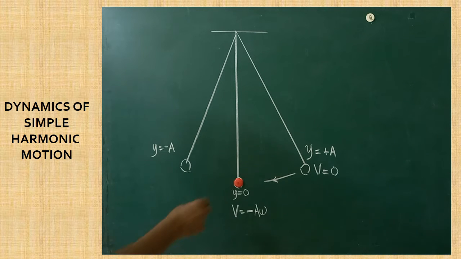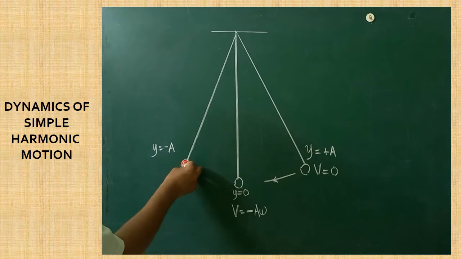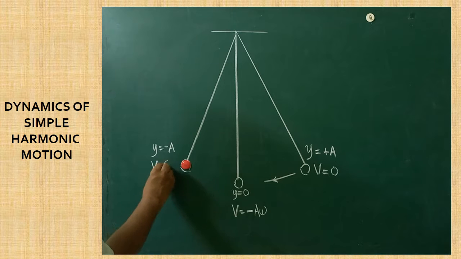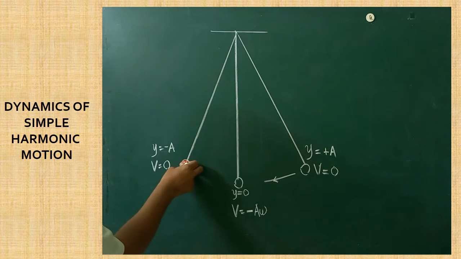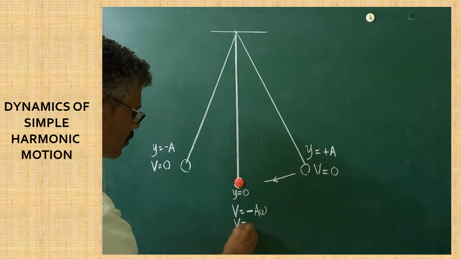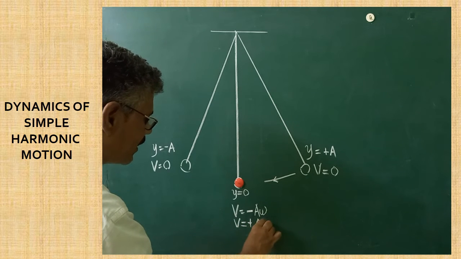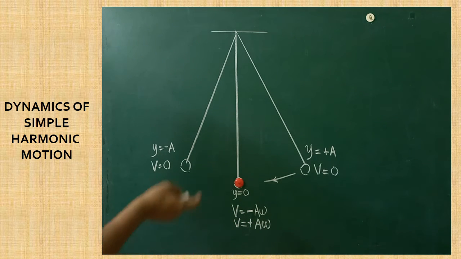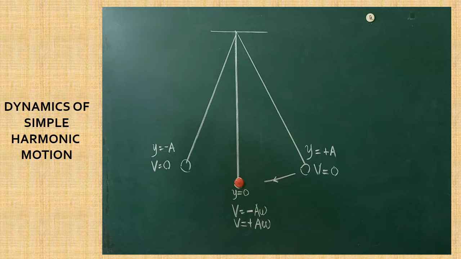Now, when the same pendulum reaches the other extreme, here also it is momentarily taking rest. Therefore, the velocity value will be equal to 0. Again, when the pendulum travels in the positive direction and crosses the mean position, the velocity value becomes plus a omega. So the bob will have either minus a omega or plus a omega when it crosses the mean position. So far I have taught about displacement and velocity of the vibrating particle in simple harmonic motion.